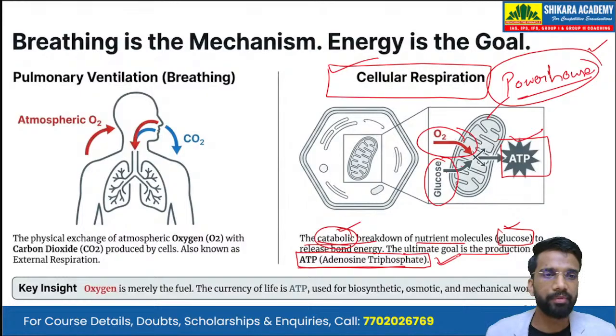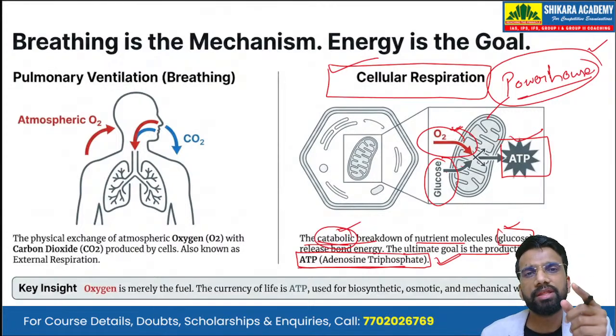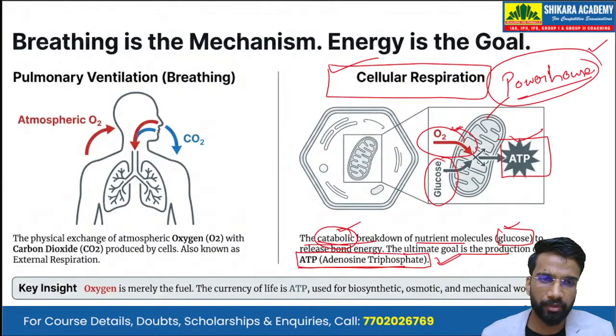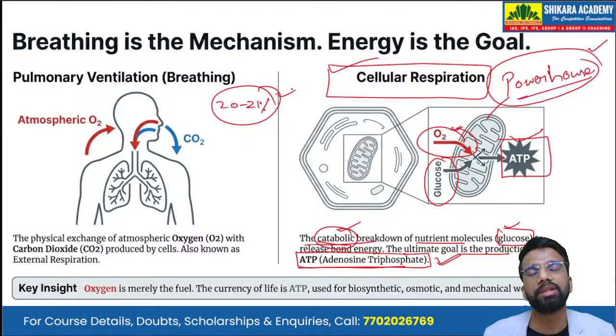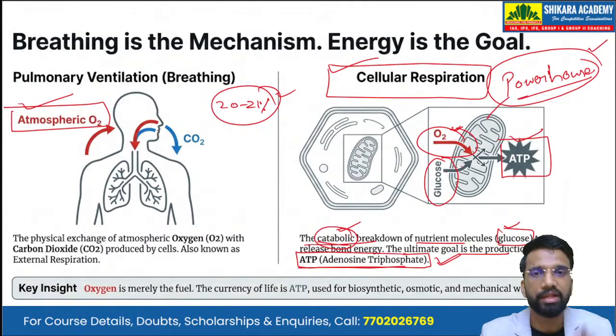Please note that we also require oxygen. Glucose we have got from the digestion, but for cellular respiration to take place, we also require oxygen. That oxygen is taken from the atmosphere. 21% of the atmospheric composition is oxygen. This atmospheric oxygen has to reach the cells, and this is facilitated by the respiratory system, which we commonly call pulmonary ventilation or breathing.